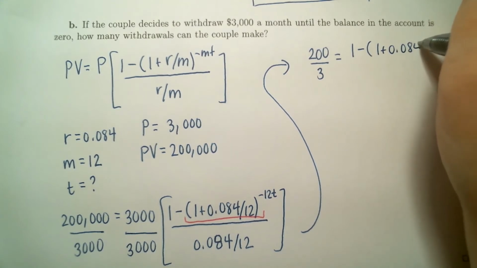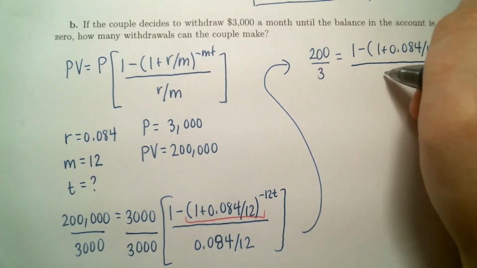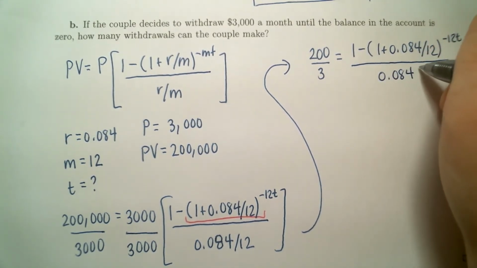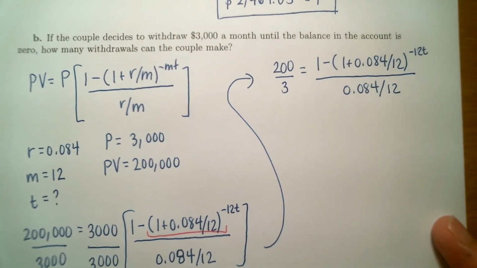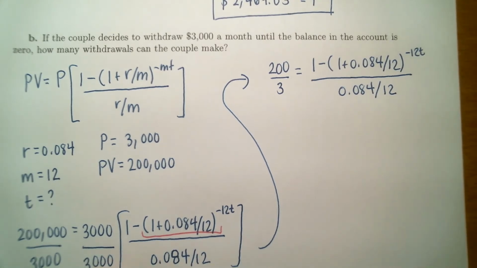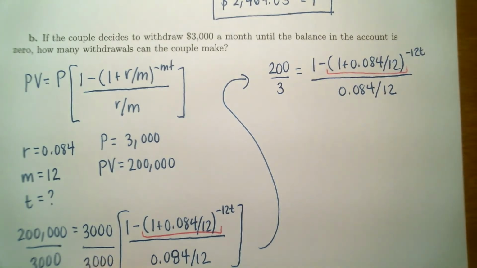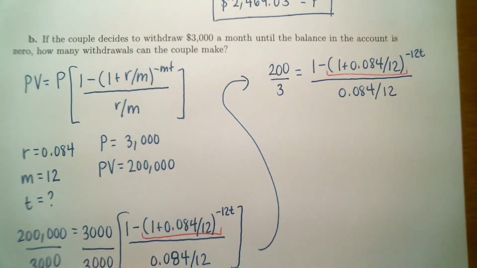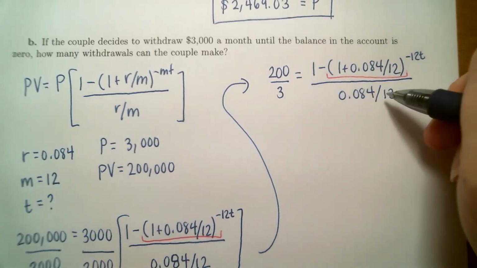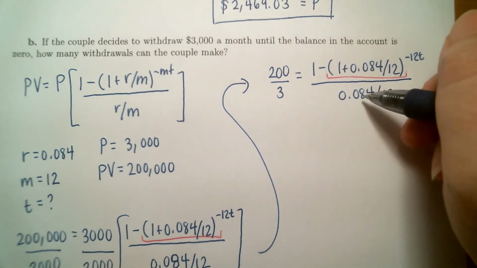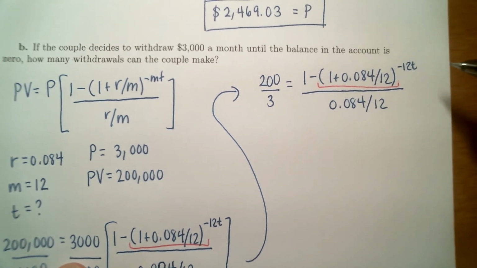When you're doing a problem like this and the formula is really complicated, you really want to write everything down. Don't try to do 2 or 3 steps at once. One thing at a time, you are less likely to make a mistake. Again, I am trying to isolate this guy because it has the T. So now we are going to deal with this thing in the denominator. I am dividing by the quantity R over M. And so to undo that, I'm going to multiply both sides by R over M.